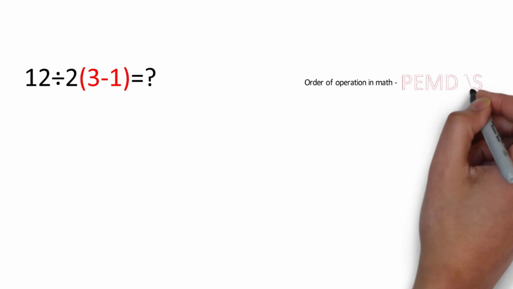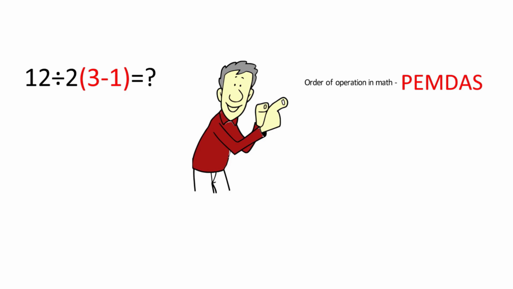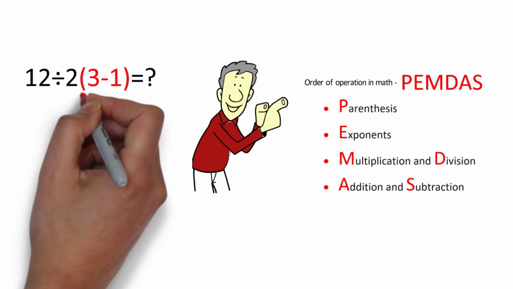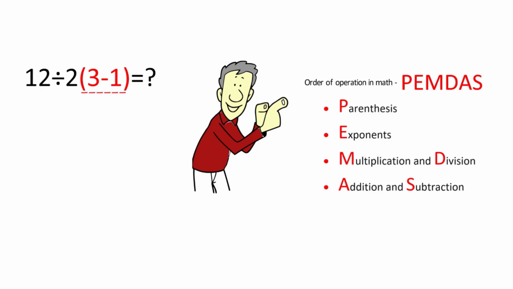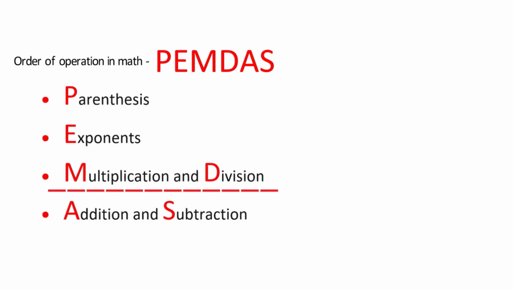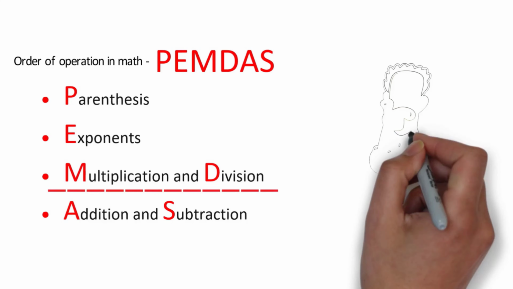The order of operations in math tells us that the first expression we need to solve is in parentheses. We first need to calculate 3 minus 1, and obviously the answer is 2. The big question is, what do we do next? The order PEMDAS tells us that we need to do multiplication and division. But what the order doesn't mention is that we need to do it from left to right.